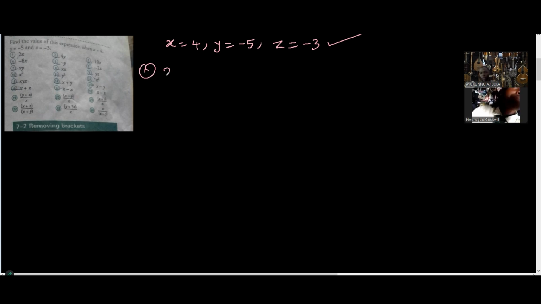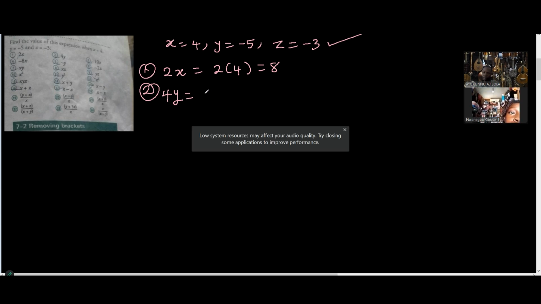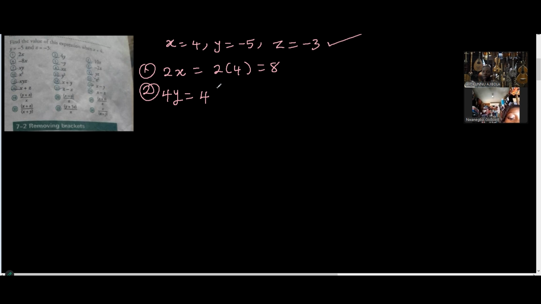So number one says find 2x. That's 2 times x, which is 2 into 4, which is 8, okay? Number two, I have to find 4y. Y is negative 5, okay? That is 4 into negative 5. 4 times 5 is 20. Positive times negative is negative. So we have negative 20.